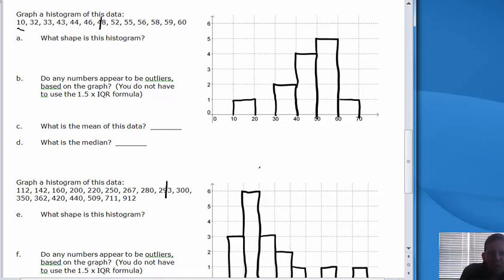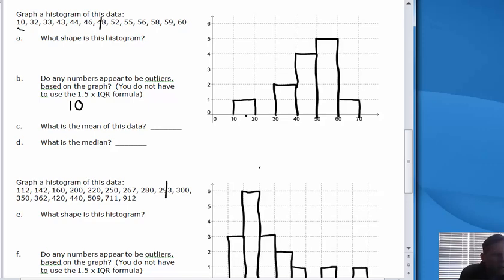Do any numbers appear to be outliers based on the graph? Well, I don't want you to use the formula. I'm just saying, do any points kind of stick out as being removed from the rest of the majority of the data? To me, I would say that this bar right here is separated from the rest of this graph, and there's a difference of 22 between it and the next number. So I think that 10 appears to be maybe an outlier.